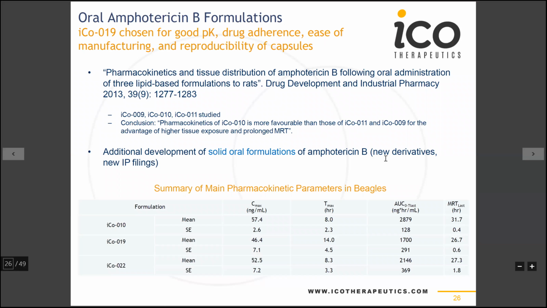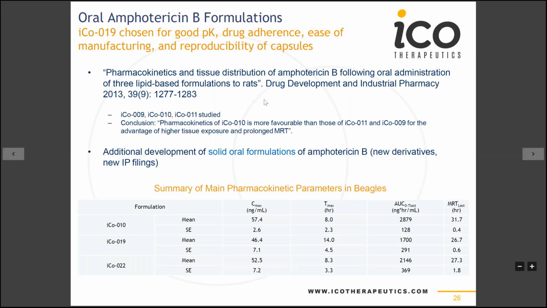Over the years, we needed to reformulate it. Now that we've got this great animal data, we needed to go ahead and reformulate it, not only for intellectual property purposes, but ultimately we needed a formulation that we could give to man. Up to this point, we had a liquid formulation, which is fine, but liquid formulations have pros and cons, and we really wanted to have a stable capsule formulation that we could give to patients.